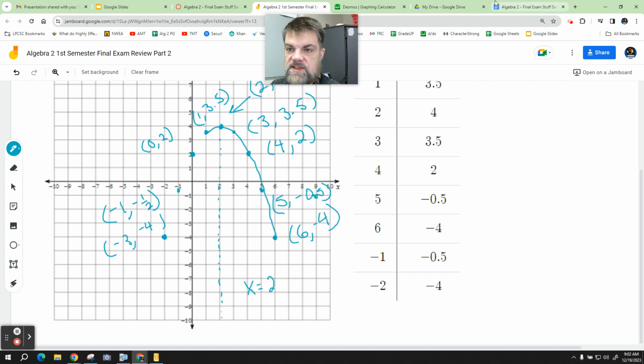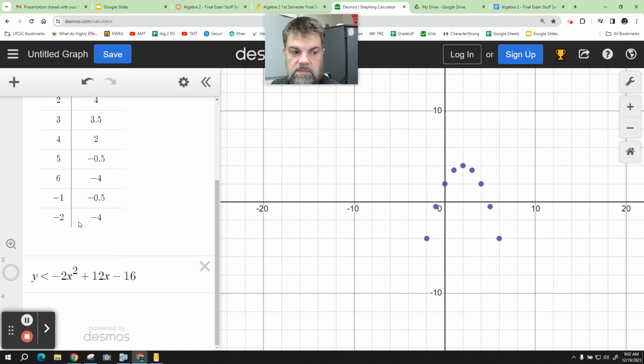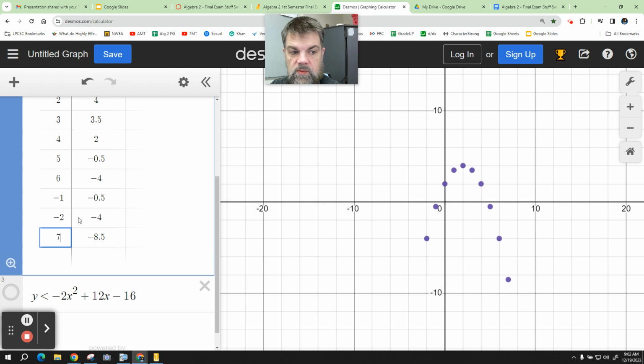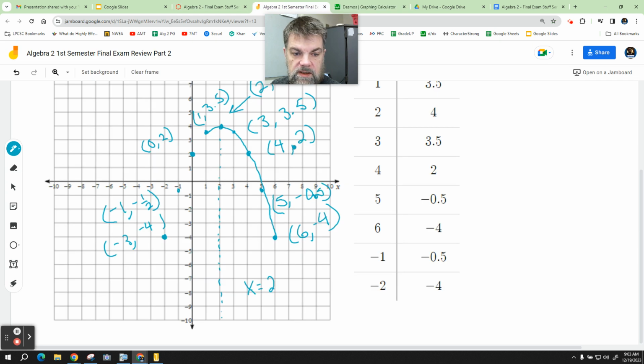I'm curious what 7 and negative 3 are. So let me go back to Desmos. I'm going to plug in 7, and negative 3 should be the same. Yeah. So at 7, we've got negative 8.5, which is about right here. That just gives me a little bit of a target to shoot for. And that goes on forever this way. And then at negative 3, we're also at negative 8.5. So now I'm going to go this way.